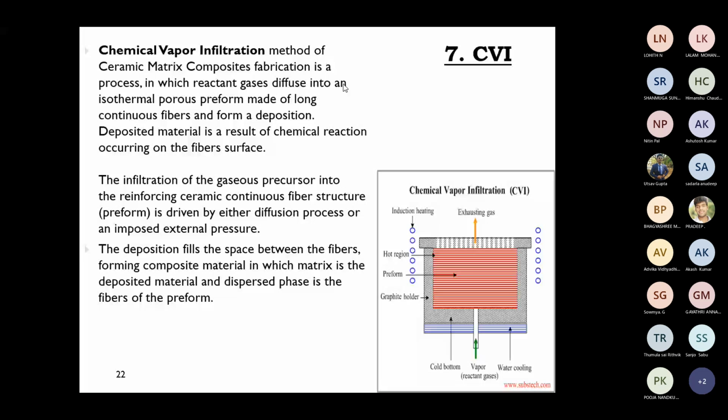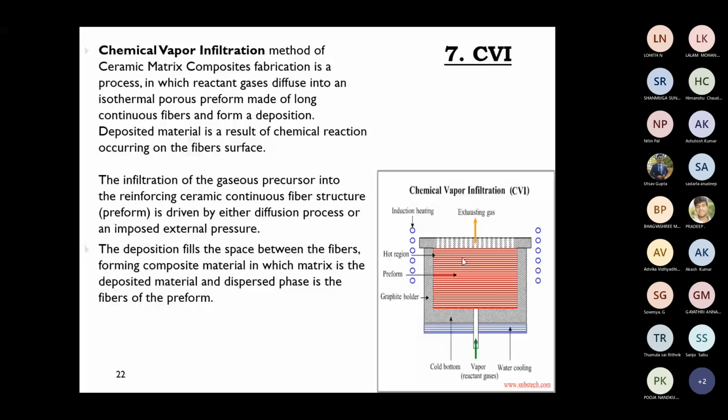And the deposited material is a result of a chemical reaction occurring on the fiber substrate. In the infiltration, you can see the preform, and the chemical vapor reactant gas comes in and infills it. Then it will be coated on, let's say, the fiber, so it can be coated on top of this by chemical vapor infiltration.